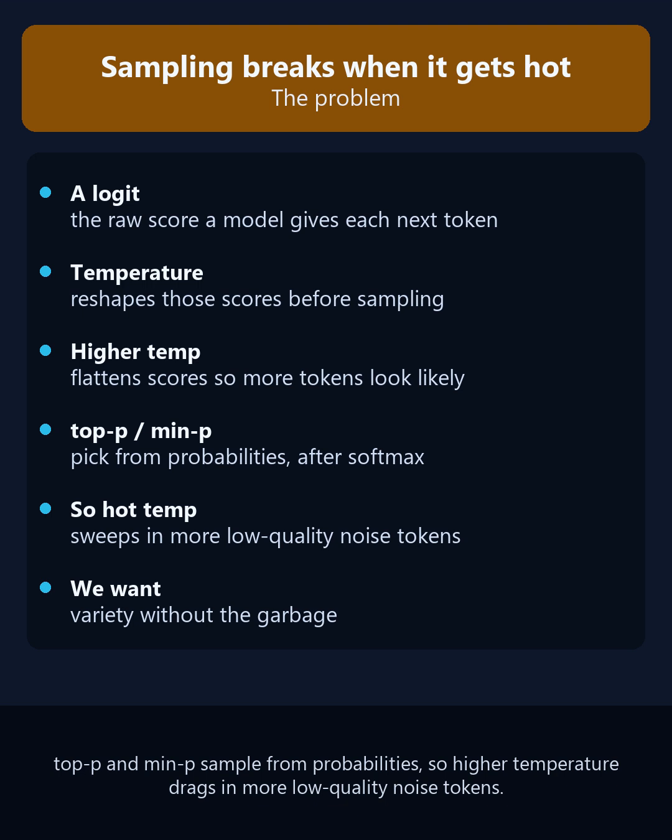First, the pain. A model outputs a raw score, a logit, for every possible next token. Temperature reshapes those scores before sampling. Higher temperature flattens them so more tokens become likely. The trouble is that top P and min P pick from probabilities, and as temperature rises they sweep in more and more low-quality noise tokens. So cranking creativity up often means cranking coherence down. We want variety without the garbage.